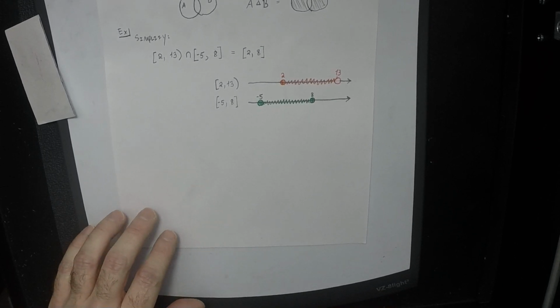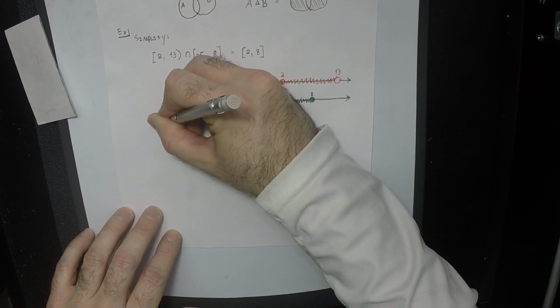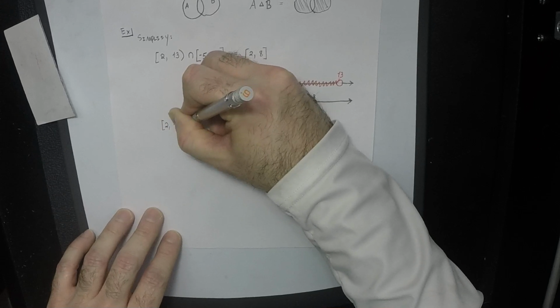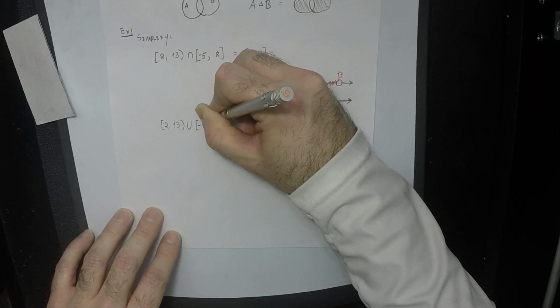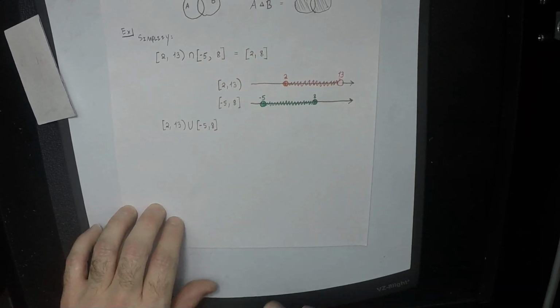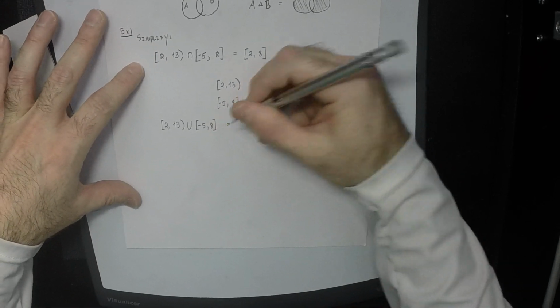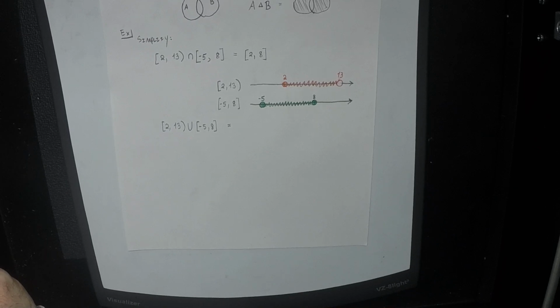Okay. How about the same intervals? But now I want you to do 2 to 13 union negative 5 to 8. And with the same picture, I think you can tell me the answer. So again, intersection, the keyword is and. What is the keyword for union? Or, and remember this means mathematicians' or.